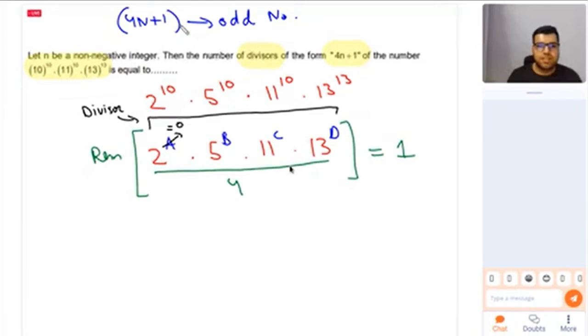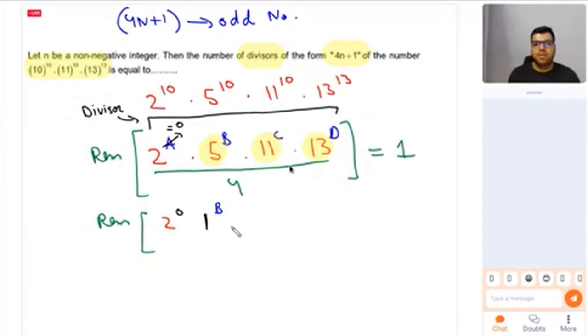Next, we will observe 5, we will observe 13, and we will observe 11. Just think of it like we are taking out the remainder of this divisor with 4. So we will replace 5, 11, 13 with their respective remainders with 4. So this value will become REM. Here we already know it is 2 to the power 0. And 5 I will replace with its remainder with 4, which is 1. So I have replaced 5 with 1, so 1 raised to power b.